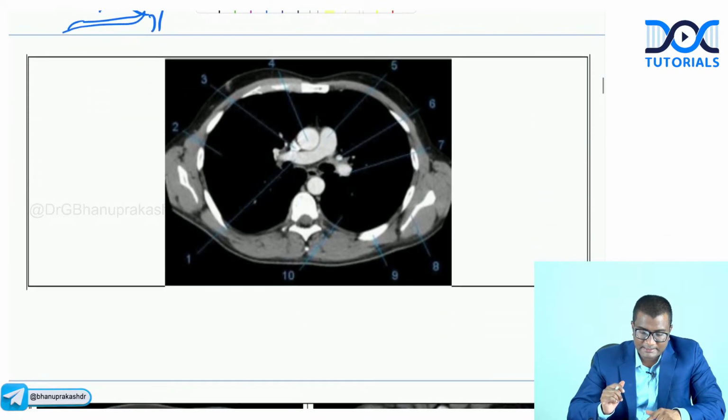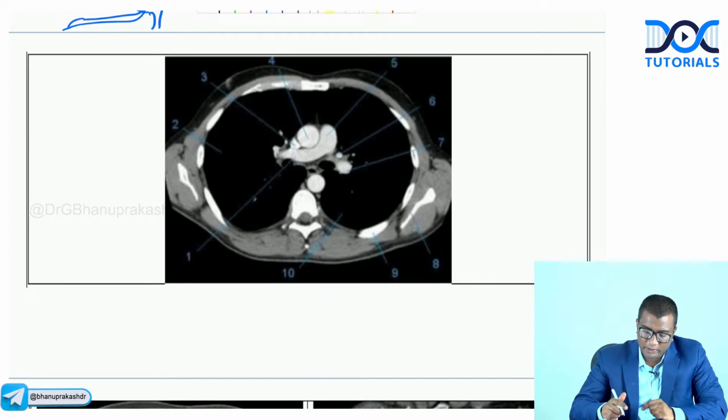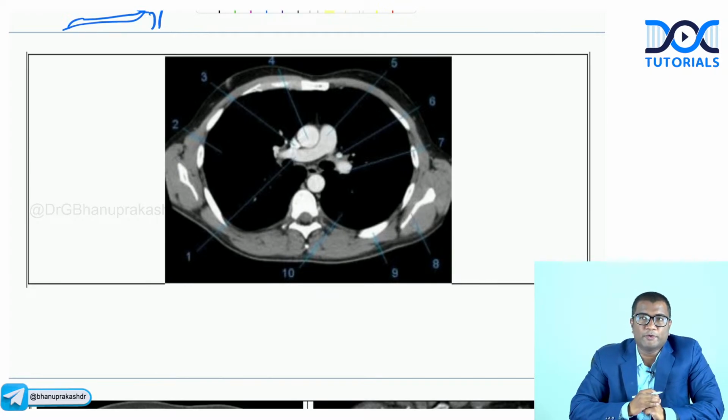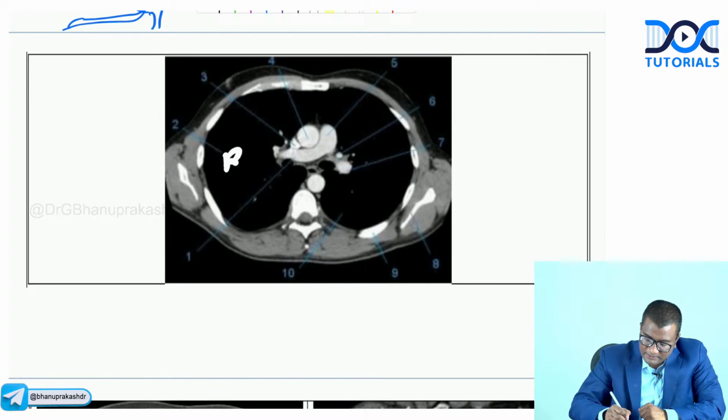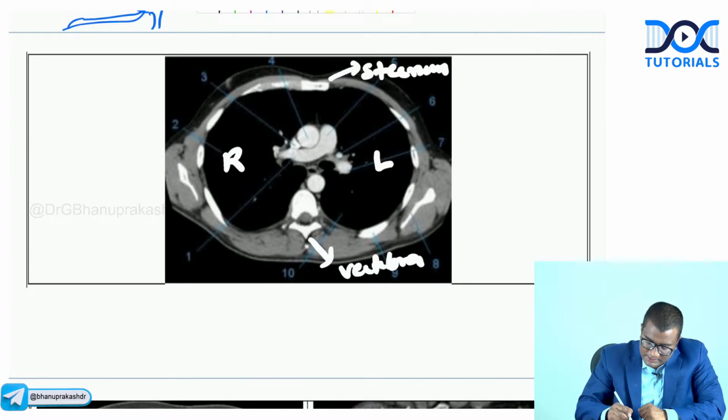Now, let's come to the next one. What do you think this CT scan image is showing you? At what level? This is at the level of the mediastinum, right? At the level of the chest. You can see this is the right lung, this is the left lung. This is the anterior part, you can see the sternum here. This is the posterior part, you can see the vertebra. And on the posterior side, you're also seeing the scapula.